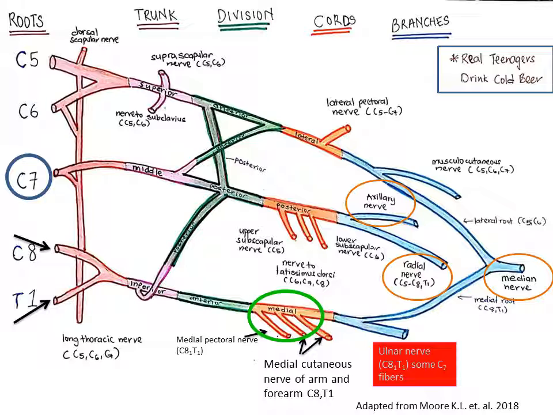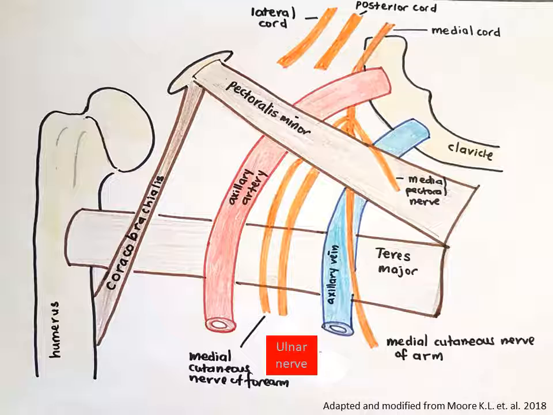Now let's look at the course of the ulnar nerve after arising from the medial cord of the brachial plexus. After arising from the medial cord, the ulnar nerve runs in the axillary region, otherwise known as the armpit region. It runs between the axillary artery and the axillary vein. It then continues into the arm.